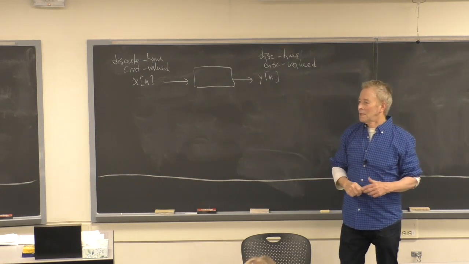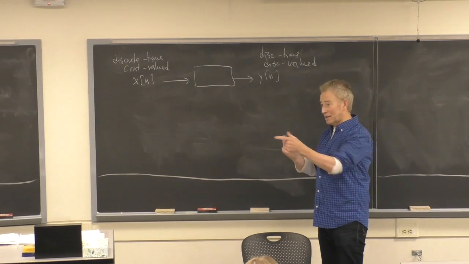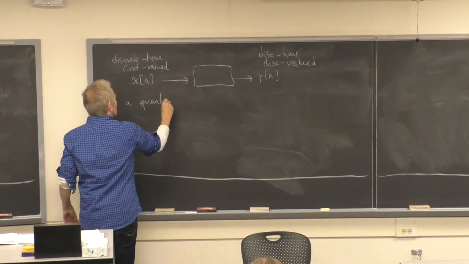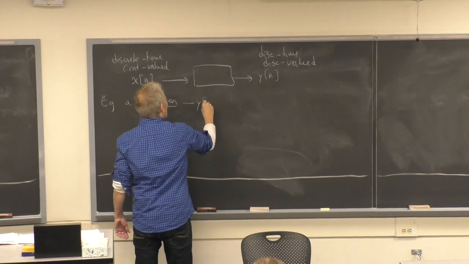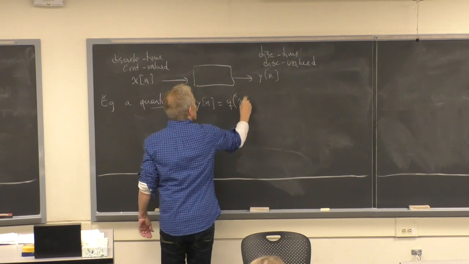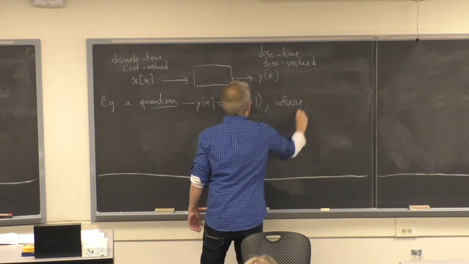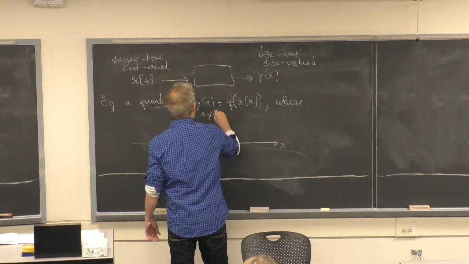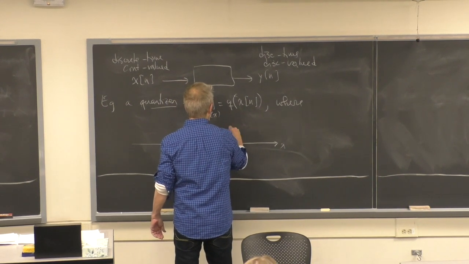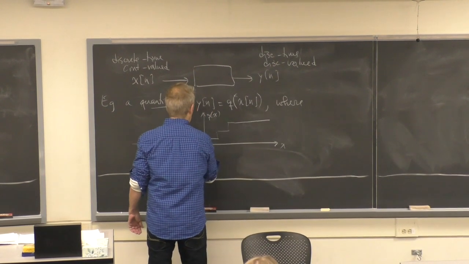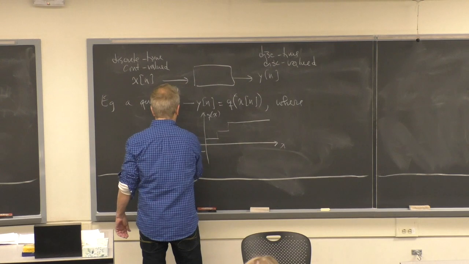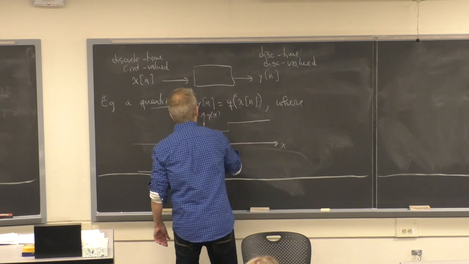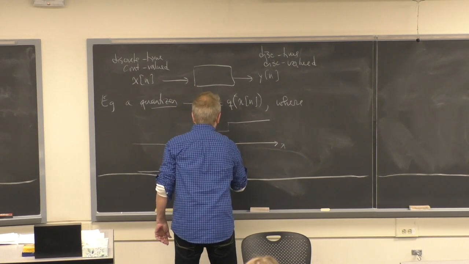ADCs? Yeah, essentially a quantizer, which is going to be part of an ADC. So an example of this would be a quantizer. In this case, we'd have y of n equal to, say, Q of x of n, where this is what the graph of Q looks like versus x. It's going to be something like this, with various levels, like so. These are the possible values for y of n, the levels.